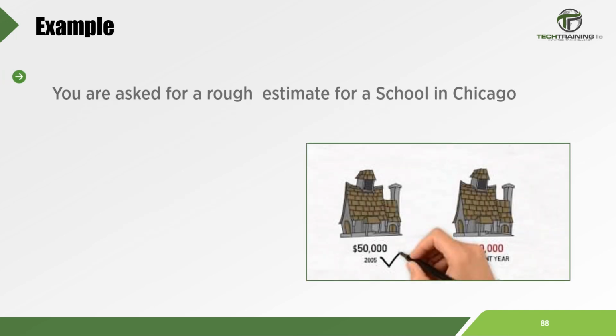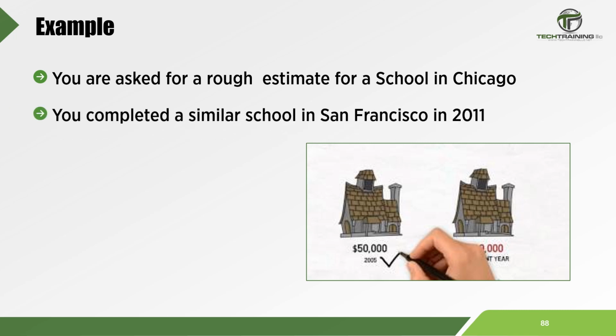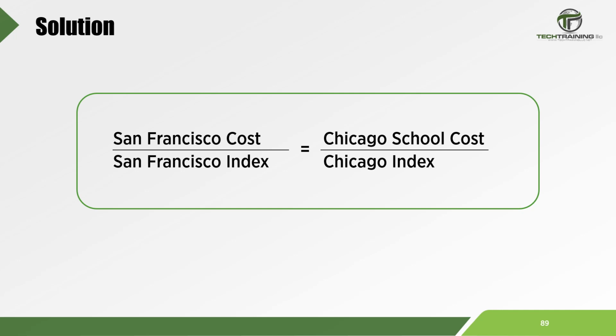As an example, you are asked for a rough number for a school in Chicago, Illinois. You completed just such a school in San Francisco in 2011. The cost of the building in 2011 in San Francisco was $15.5 million. So here, we are trying to solve for the cost of the Chicago school today. We know the San Francisco cost was $15.5 million. We can also get a historical cost index of San Francisco in 2011 from various sources, RS Means, ENR, just to name a few. We can further get a current cost index for the Chicago market from these sources. Let's take a look.